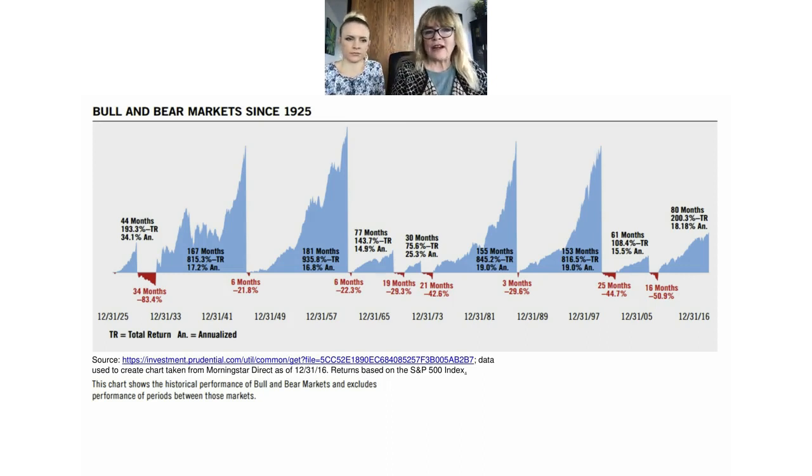Here's a graphic of bull and bear markets since 1925. Just at a glance, you can see the bull markets are in blue. So obviously they're taller, longer. There's how many months they lasted in there. Like this second one here says 167 months of a bull market. It was followed by 6 months of a bear market. So the red is the bear market going down, the blue is up. And you can see most of the time we're in bull market territory, but we do have pullbacks.